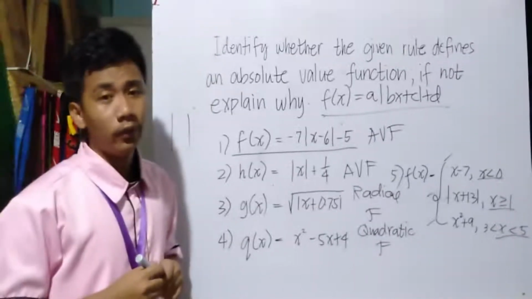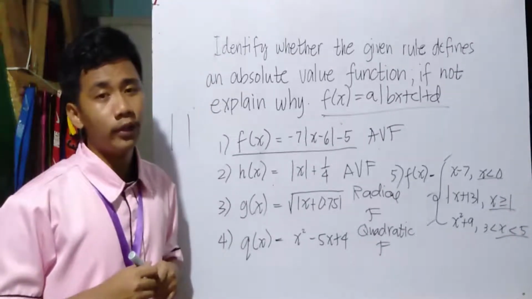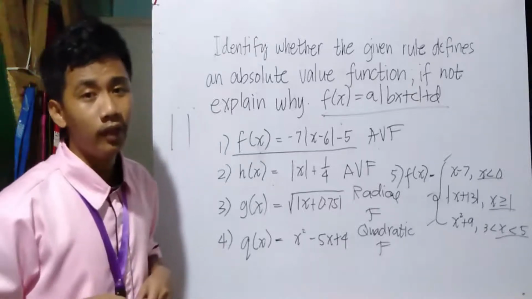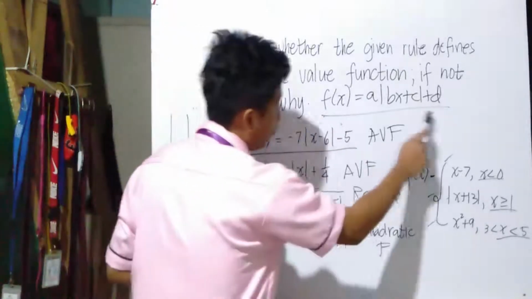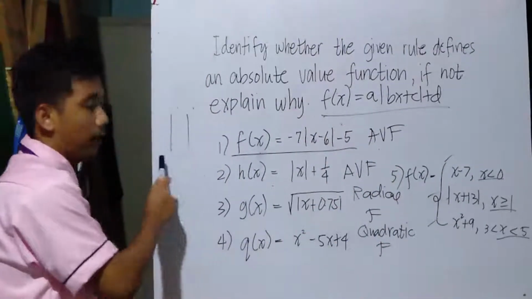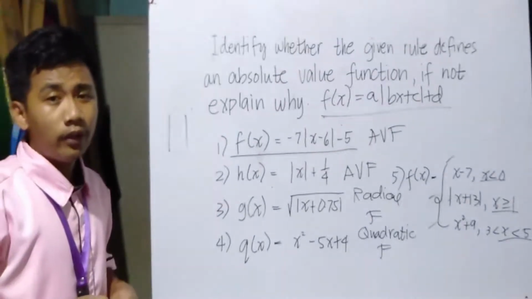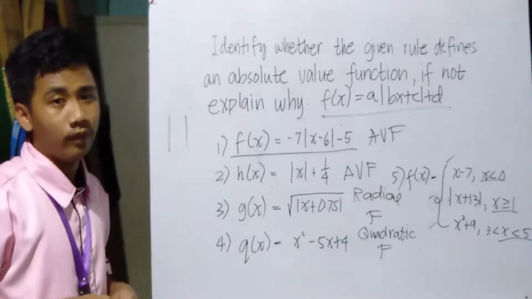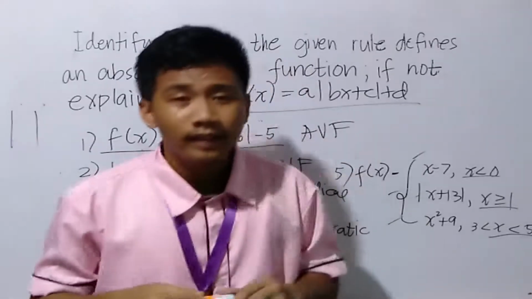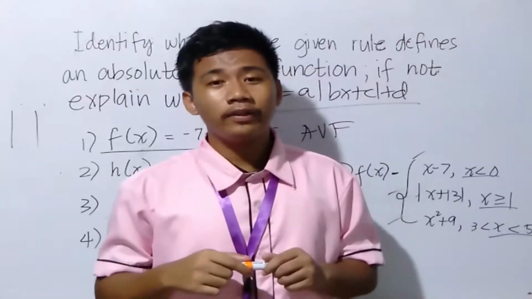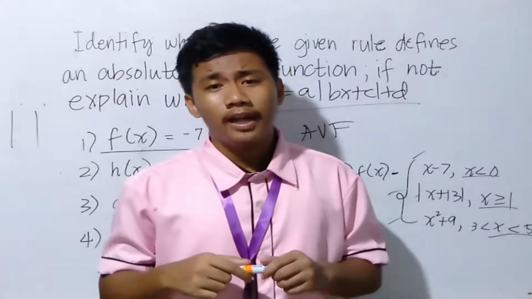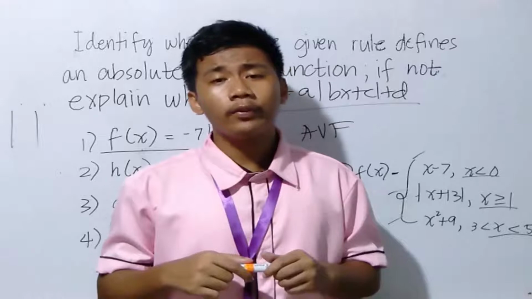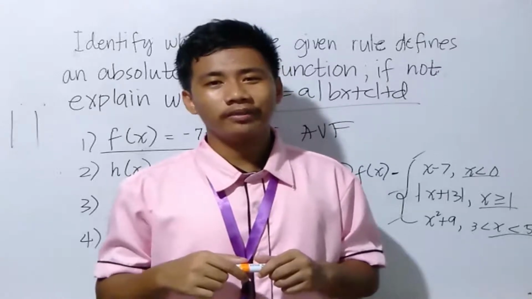Overall, to identify whether a given rule or equation defines an absolute value function, first, it should take the general form and it should have absolute value symbol. But you have to take note if there are other type of symbol in the given function. How about if the given relation is in terms of graph? How can we identify if a given graph defines an absolute value function?